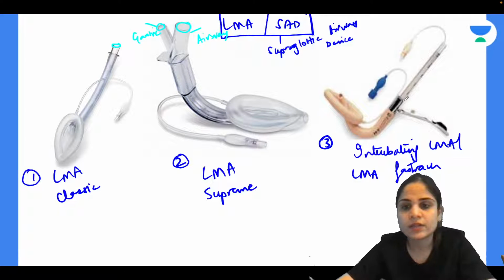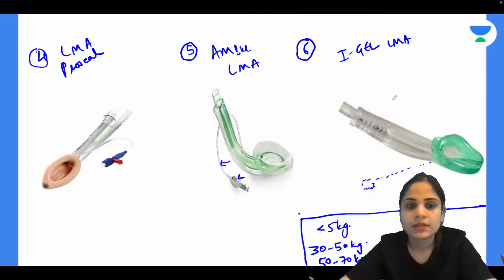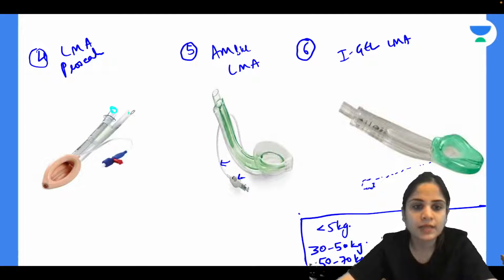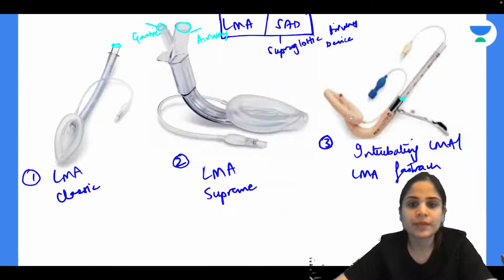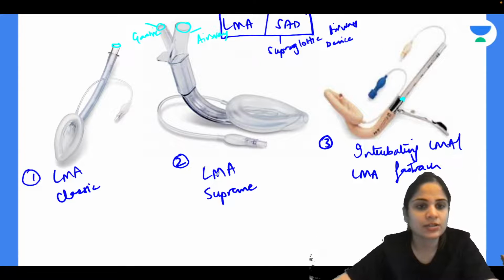Again over here also you will have 2 openings. This is the airway tube, gastric tube. Here also airway tube, gastric tube. So all of these which have 2 openings are nothing but second generation LMA.